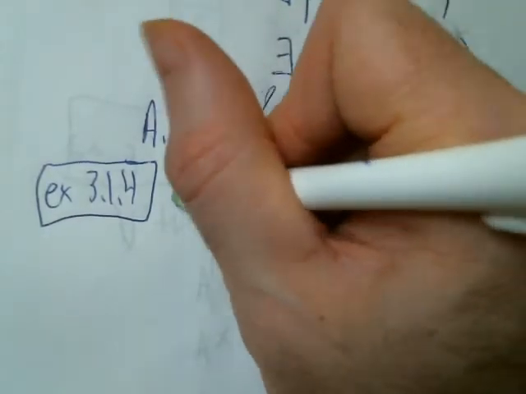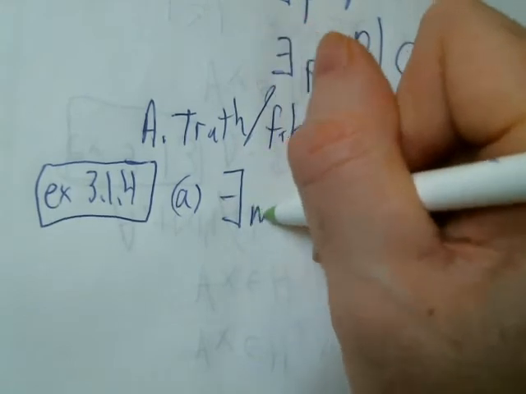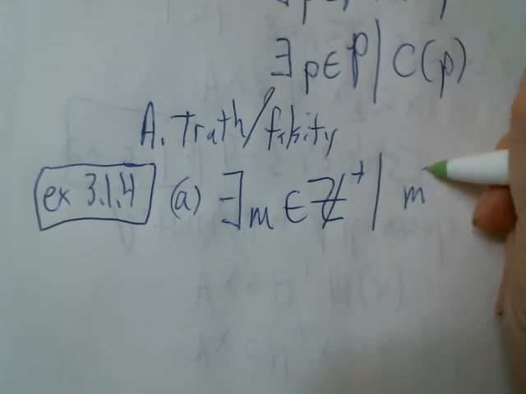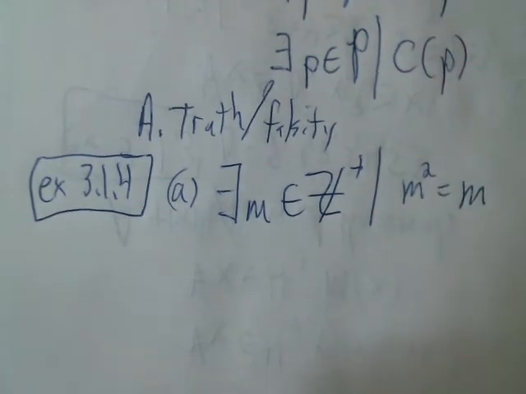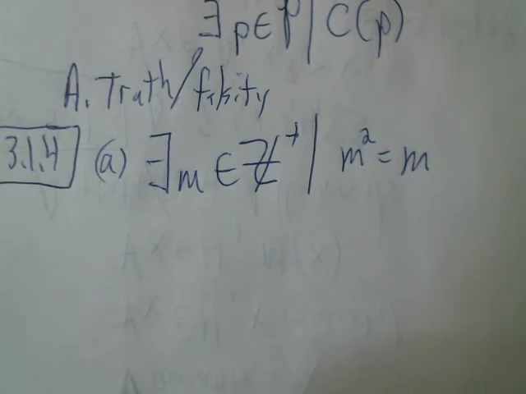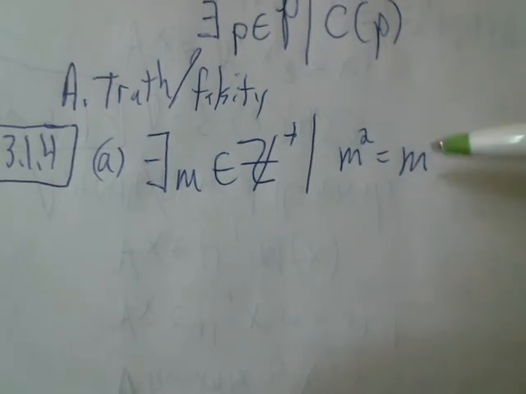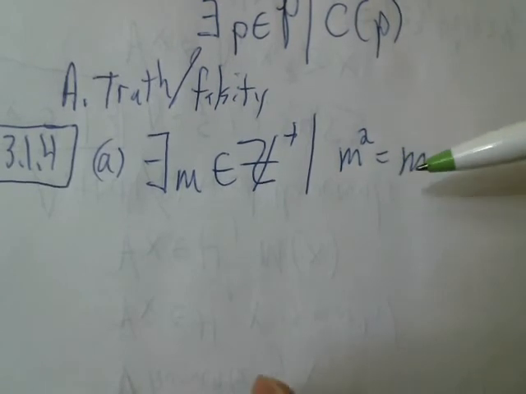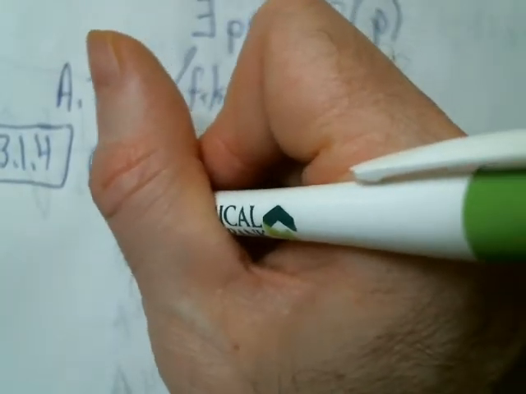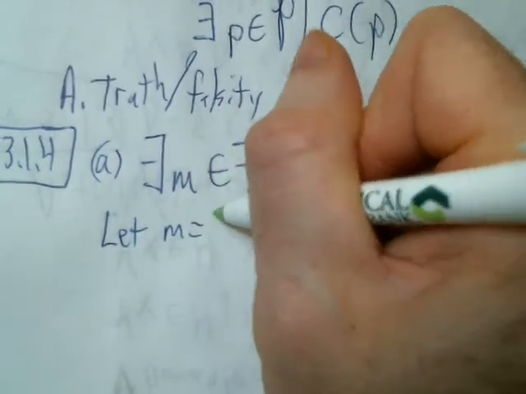Part A, we have the statement, there exists an m in the positive integers such that m squared equals m. So I want to prove that this is true. And all you need to do is find one example where it works, right? Can you think of that example? You may have to fiddle around with it. It's 1 though, right? So let m equal 1.